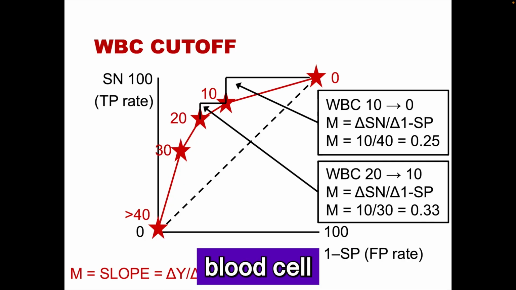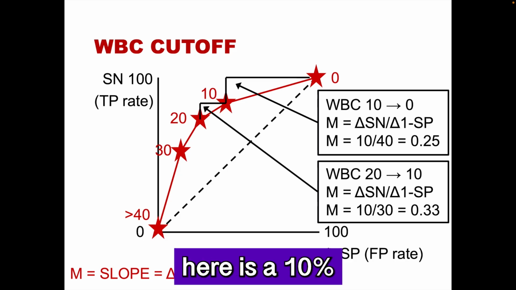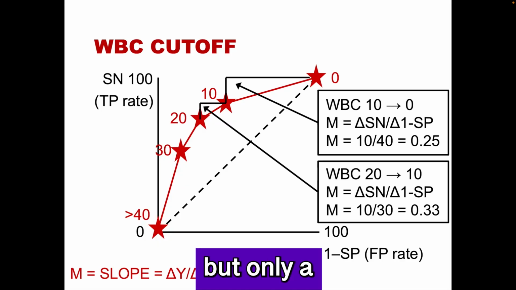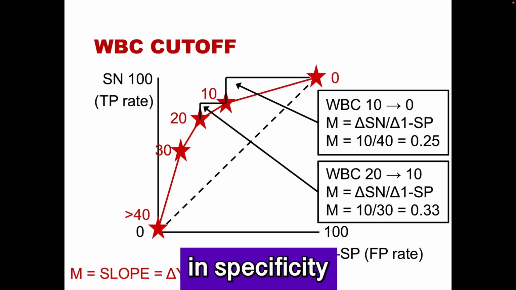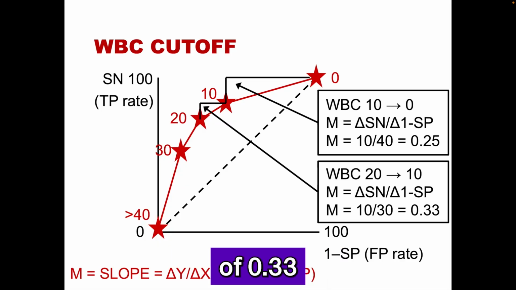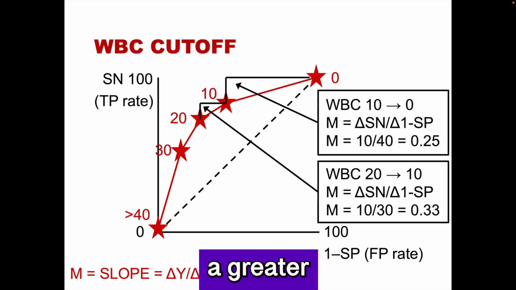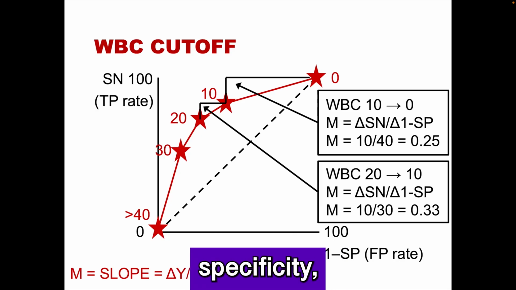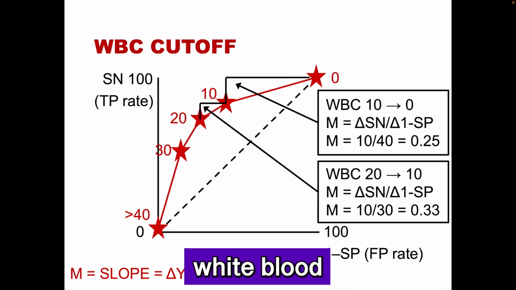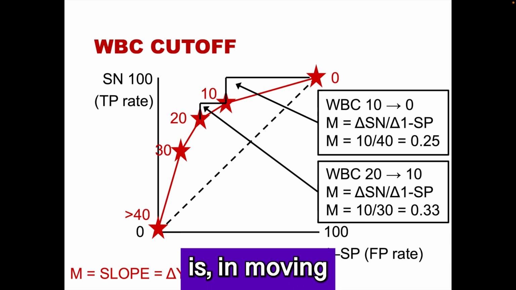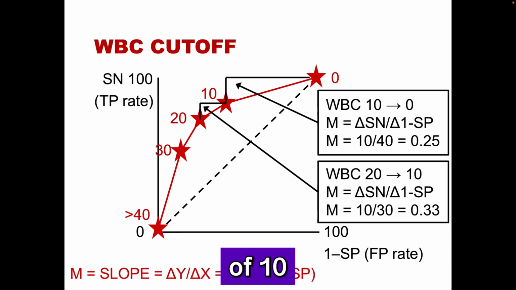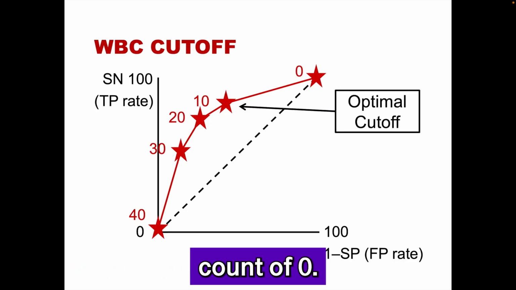In moving from a white blood cell count of 20 to a white blood cell count of 10, there is a 10% increase in sensitivity, but only a 30% decrease in specificity, for a slope of 0.33. This indicates that there is a greater change in sensitivity for a change in specificity when moving from a white blood cell count of 20 to a white blood cell count of 10 than there is in moving from a white blood cell count of 10 to a white blood cell count of 0.